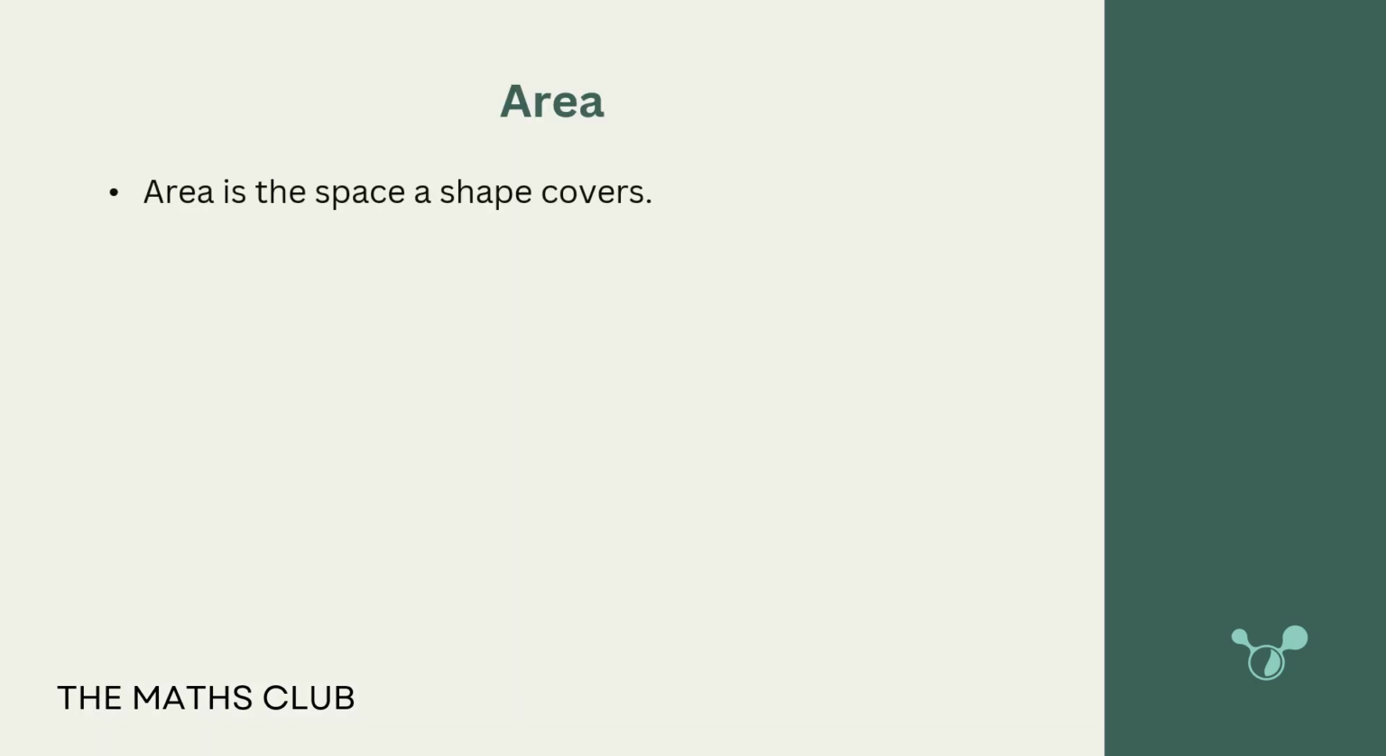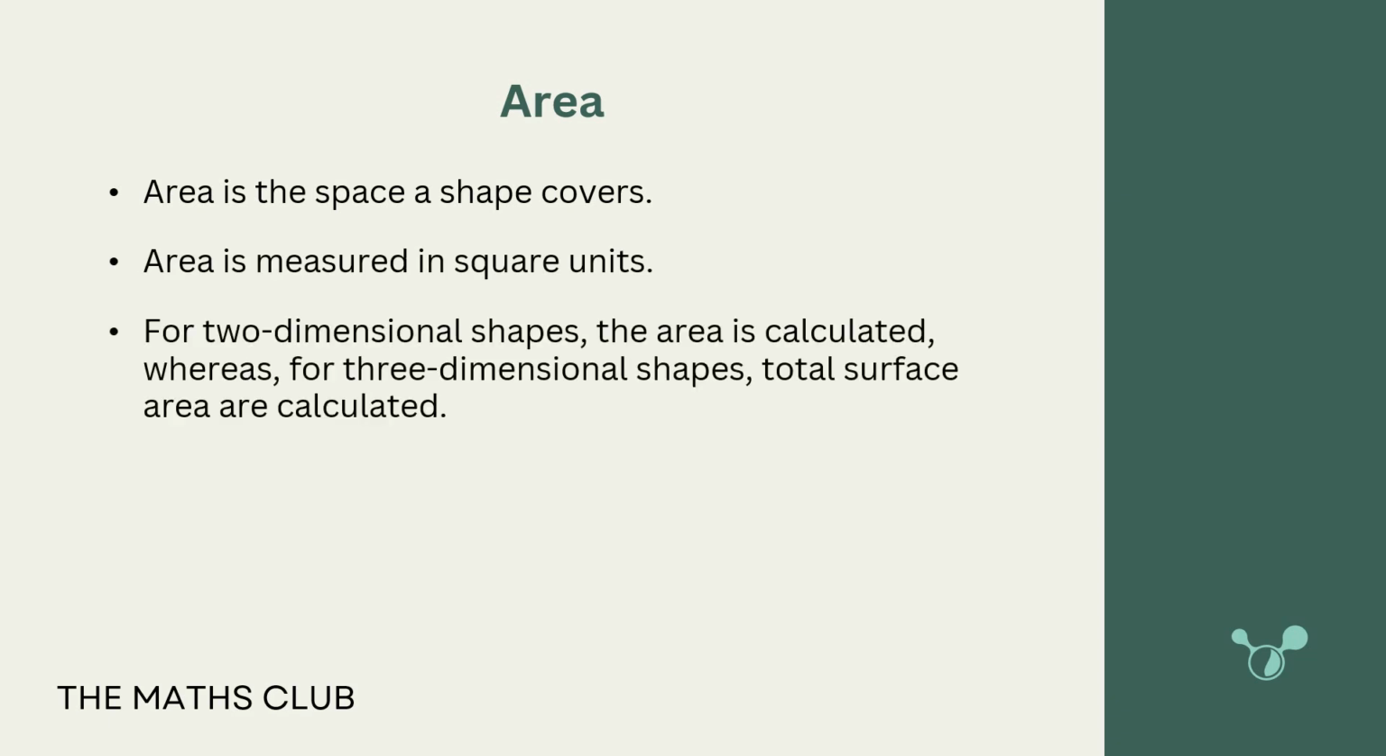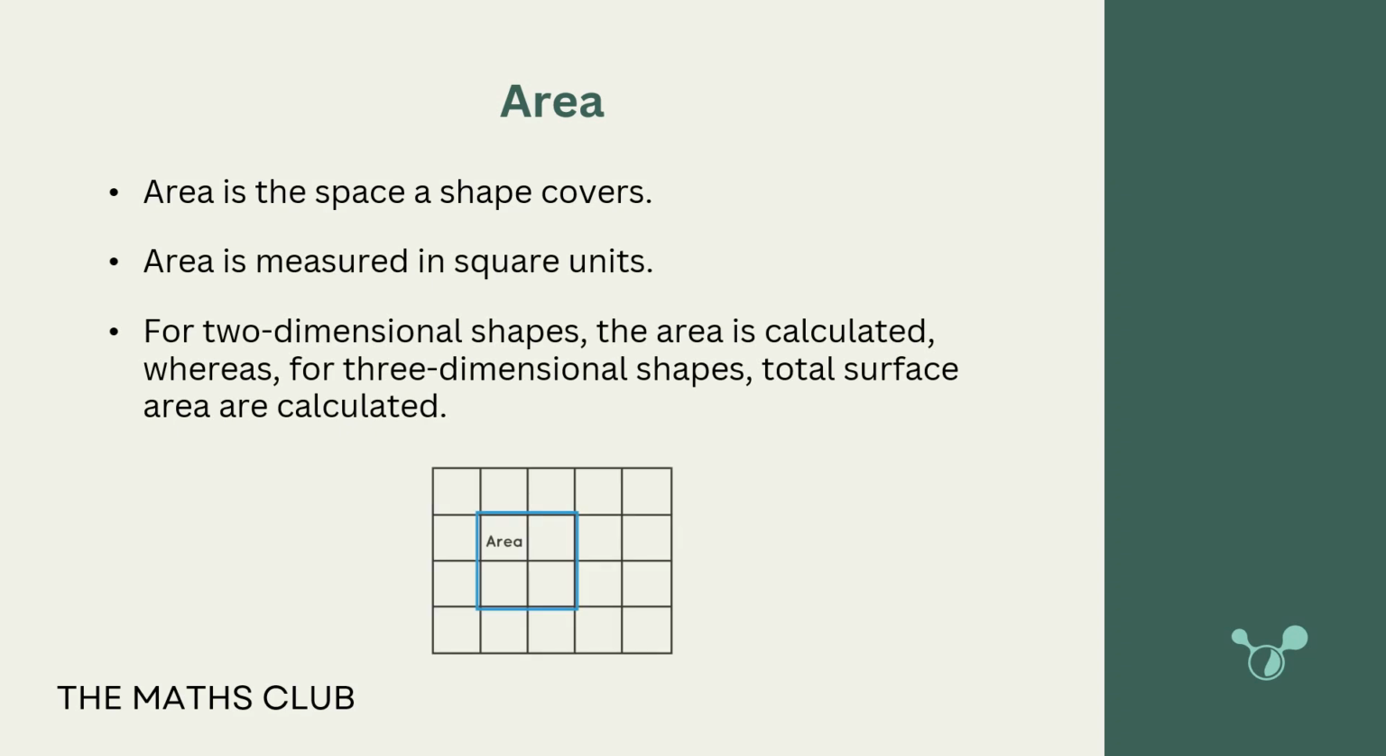We've talked about area before. That is the space a shape covers, measured in square units. For two-dimensional shapes, we talk about the area. For three-dimensional shapes, we talk about the surface area. These are things that we've established in the two previous videos. We've talked about this diagram. We said this small square is representing the space that covers inside this big grid of squares. So it covers 4 grids of squares.